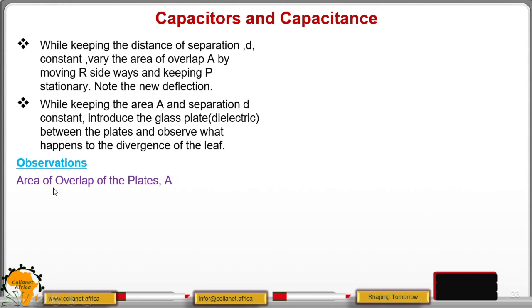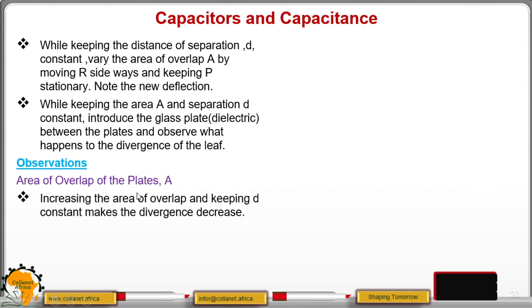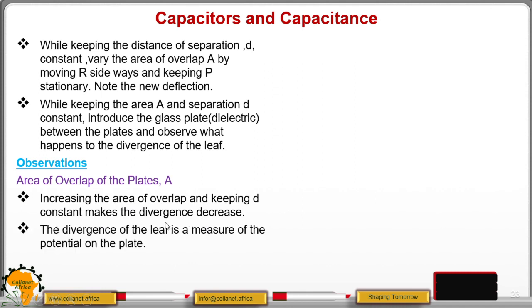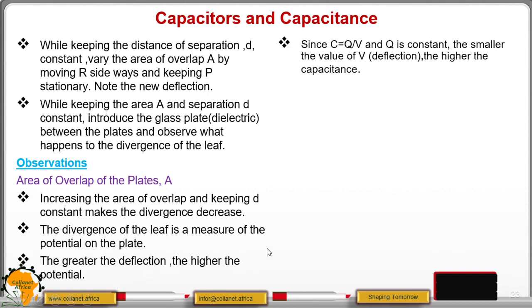First of all, we are starting with the area of overlap of the plates, A. Increasing the area of overlap and keeping distance D constant makes the divergence of the leaf decrease. Note we are increasing the area of overlap and the divergence is decreasing. So what you are supposed to note is that the divergence of the leaf is the measure of the potential on the plate, which implies the greater the divergence, the higher the potential.